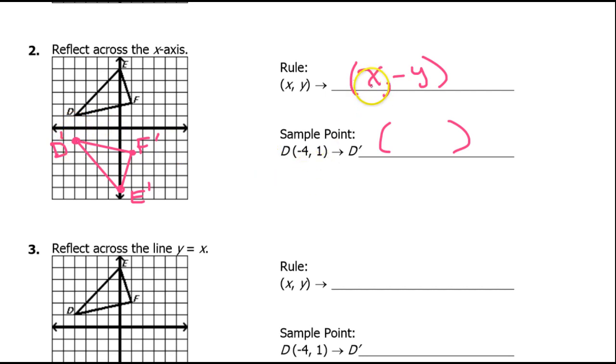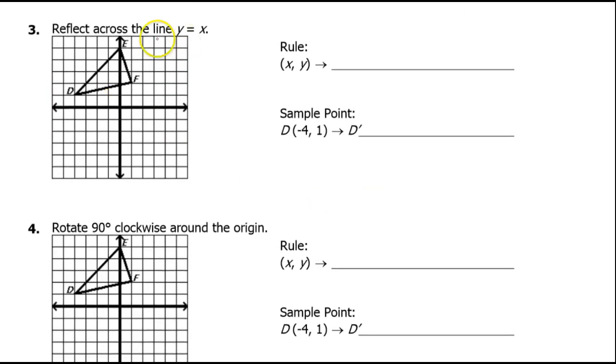The rule says keep the x value the same. So negative 4 is the x value. And then do the opposite of the y value. Don't say negative, say opposite. That will remind you to change the sign. So this is 1, so I'm going to put negative 1. All right, which is what we knew from the graph.